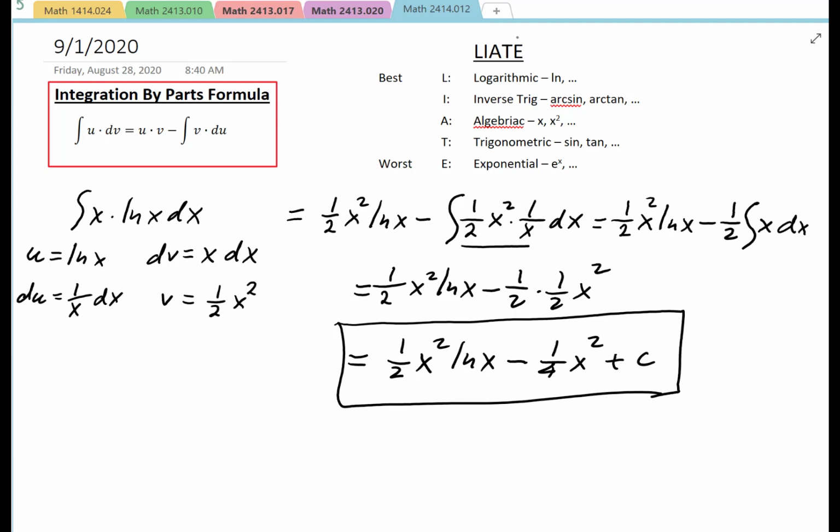Okay, that's it for this example. Let's go on and do another example.